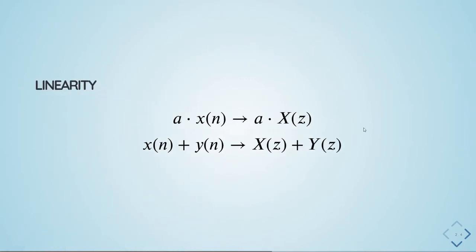Another very important property is linearity. So if we multiply our sequence in the time domain by a value, let's say a, in the z domain we're also multiplying by the same value. Or if we add two sequences in the time domain, it is the same as adding these polynomials in the z domain.